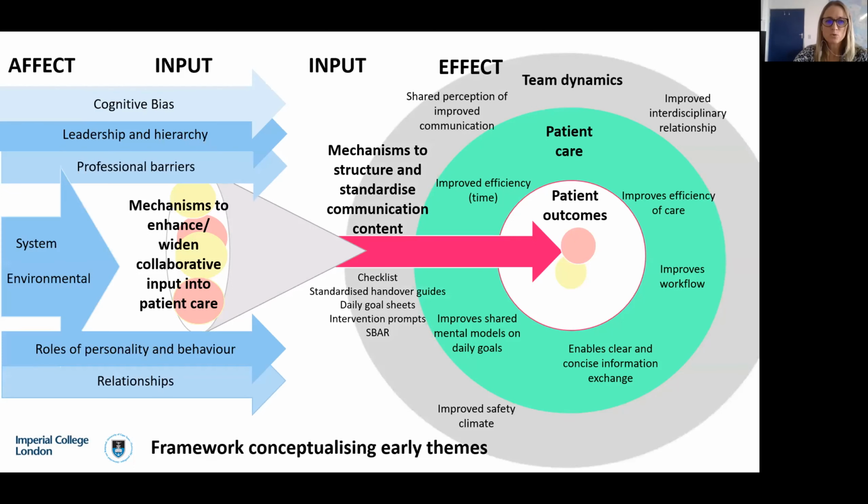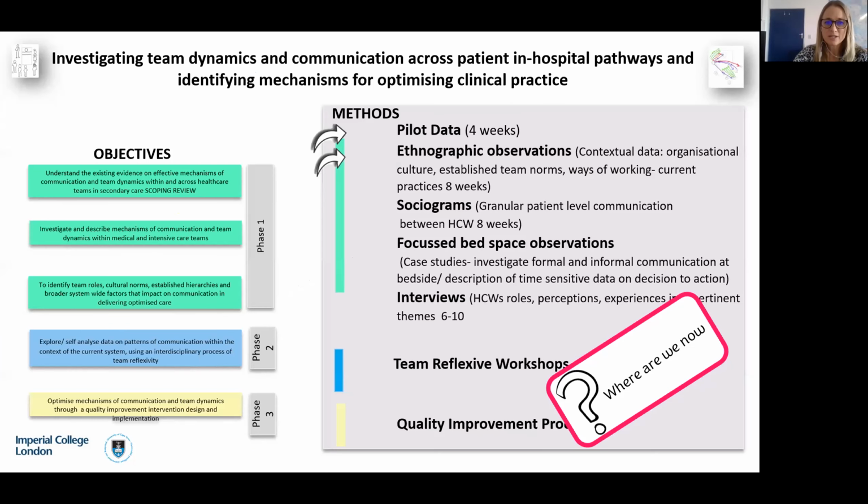But to understand all of this, we really do need to consider what affects the flow of communication. So things like we discussed earlier on, like cognitive bias, leadership, professional barriers, and especially the system-wide factors and the environment in which teams practice.